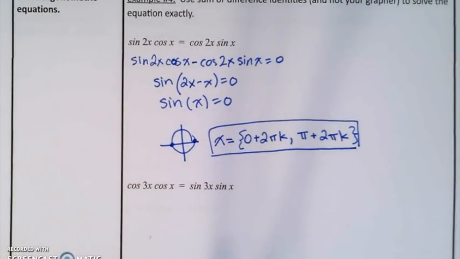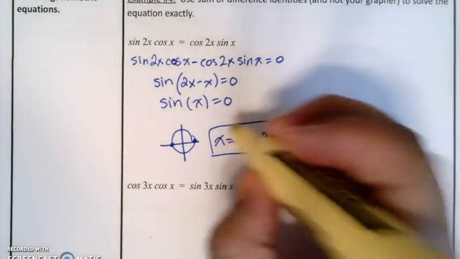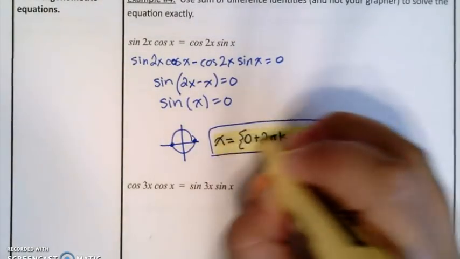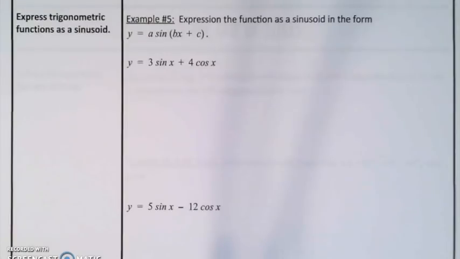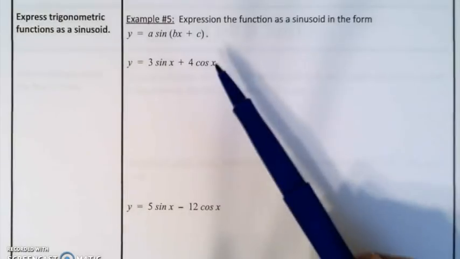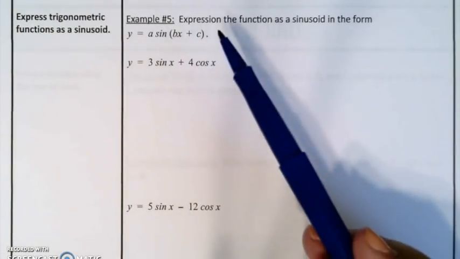All right, for the next one, you'll use a similar technique using the sum and difference identities that we already talked about to solve that equation. All right, the last example, example 5, and we're looking to express the function as a sinusoid in the form of y equals a times sine of bx plus c. The first example is y equals 3 times sine of x plus 4 times cosine of x. Now, how do we get from this form to this form?